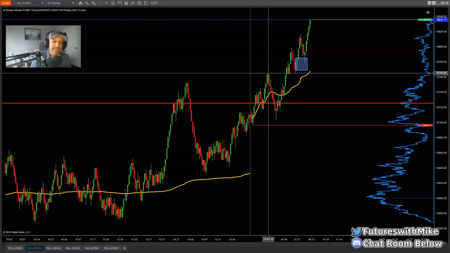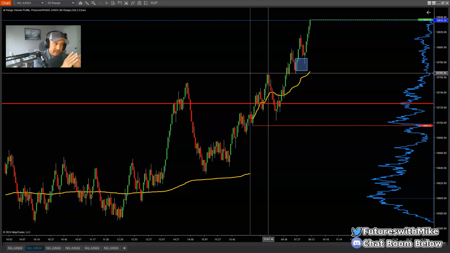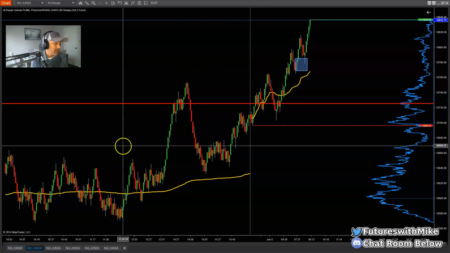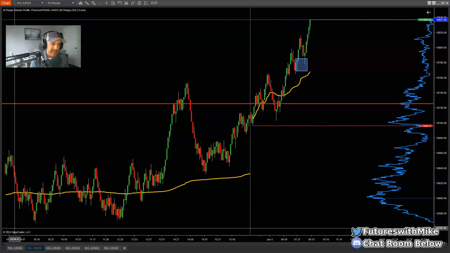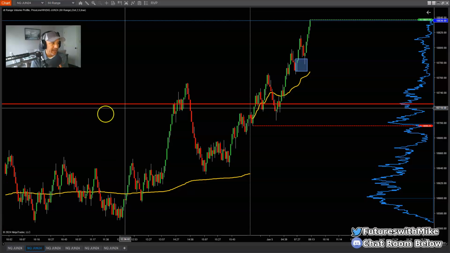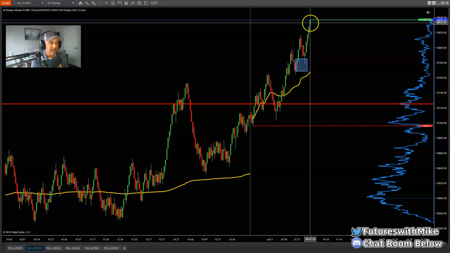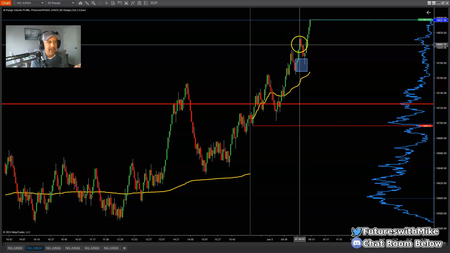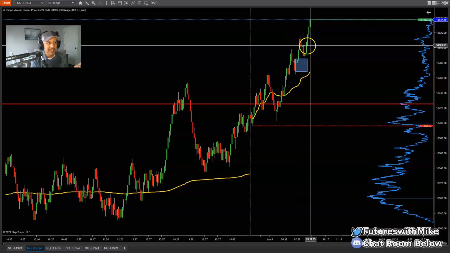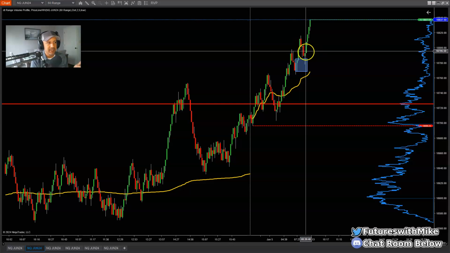So again, the 3 things that I'm looking for. Number 1 is, is there a beautiful high probability demand zone or supply zone, okay, when we're talking about trading. But number 1, there must be that break of structure, like we got here, a break of structure, pull back, break of structure. Now we got another break of structure to the upside, okay.